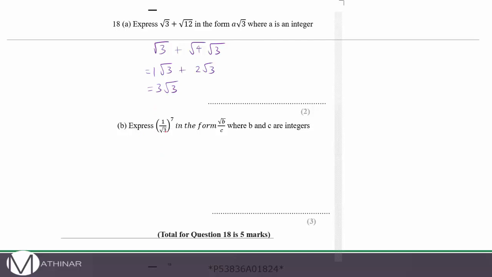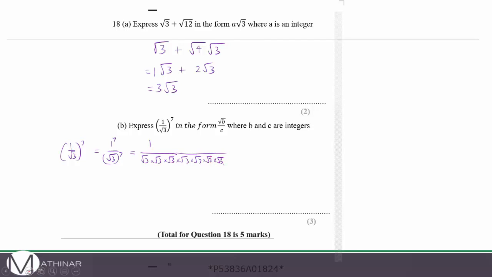Question B. Express 1 over root 3 to the power of 7 in the form root b over c, where b and c are integers. Alright, so 1 over root 3 to the power of 7 can be rewritten as 1 to the power of 7 over root 3 to the power of 7. Right, so this is equal to 1 over root 3 times root 3 times root 3 times root 3 times root 3 times root 3 times root 3.